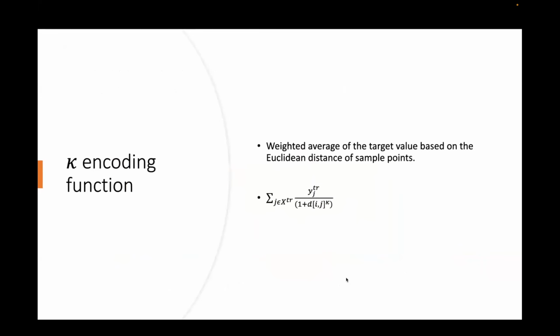So how is this done? This is the equation. Not too much to take away here, except that there's a weighted average of the target values based on the Euclidean distance of the sample points. And what's really important is this little kappa value here. And that's why it's called the kappa algorithm.